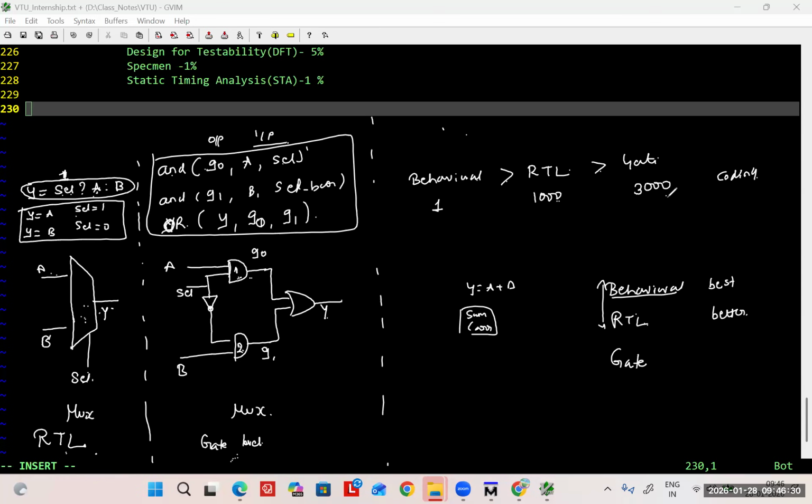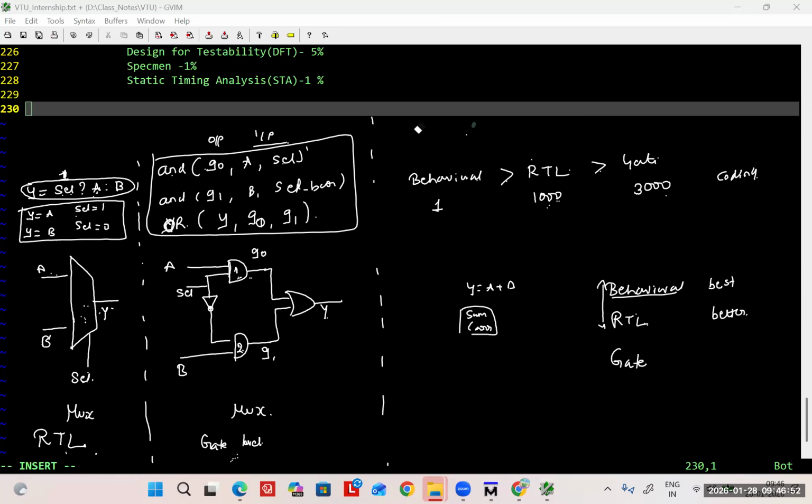Correct. In behavioral, you remember y equal to A plus B, you have written the same thing. This is for 64 bit. If you write 64 bit in RTL, it may need 1000 lines, correct? Just one rough estimate I am telling to make you feel it. Can you feel now? So you got clarity.